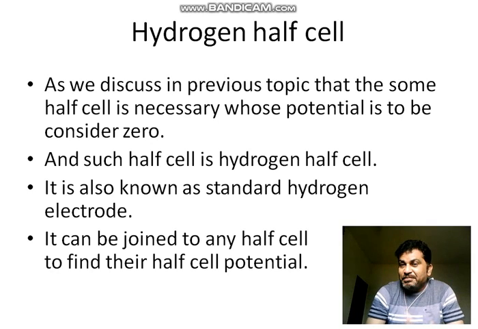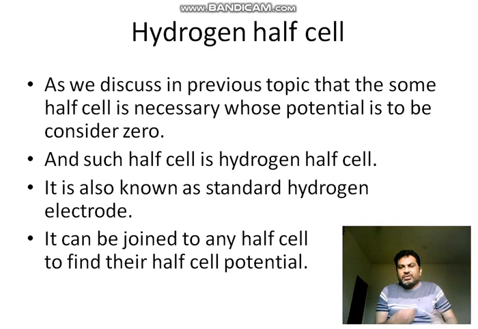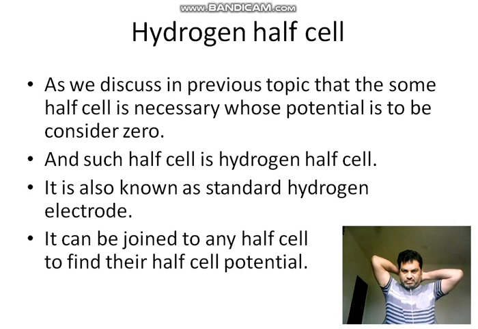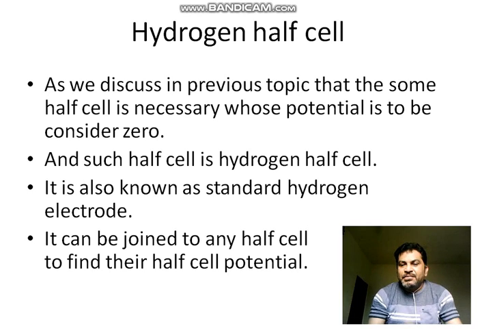As we discussed in the previous topic, some half cell is necessary whose potential is 0, and such a half cell is the hydrogen half cell. It is also known as the standard hydrogen electrode. Here only one electrode is there, that's why it is also known as an electrode. Okay, so that you can remember it is an electrode. It can be joined with another half cell to determine the potential. So this is a very simple topic.